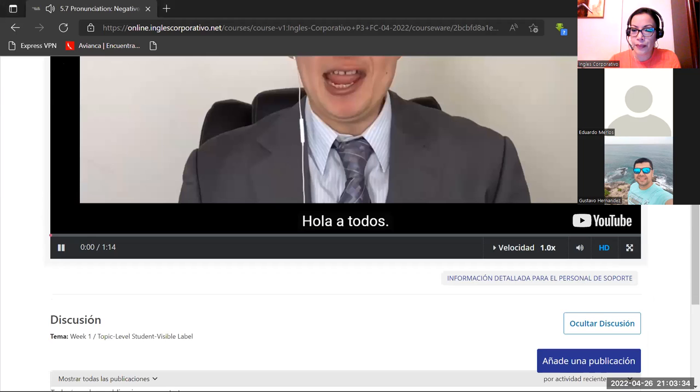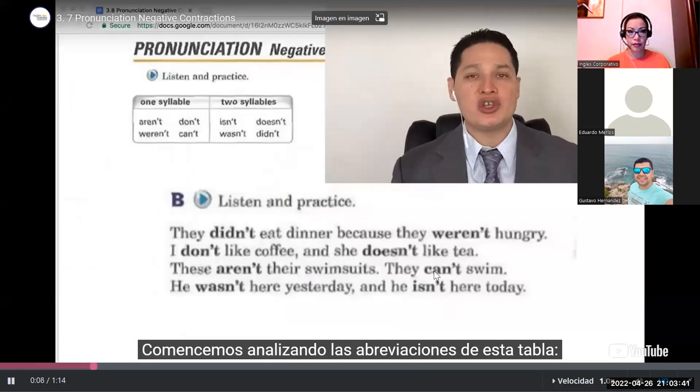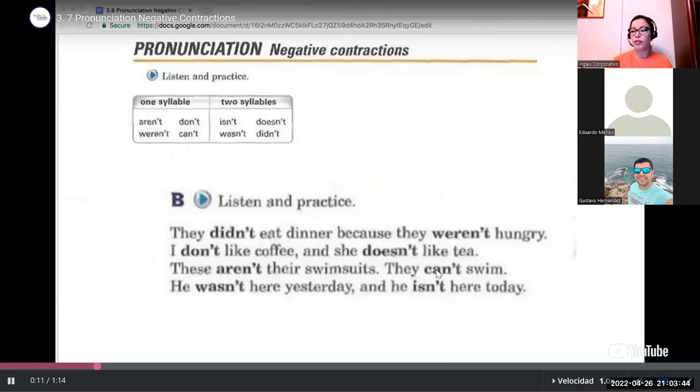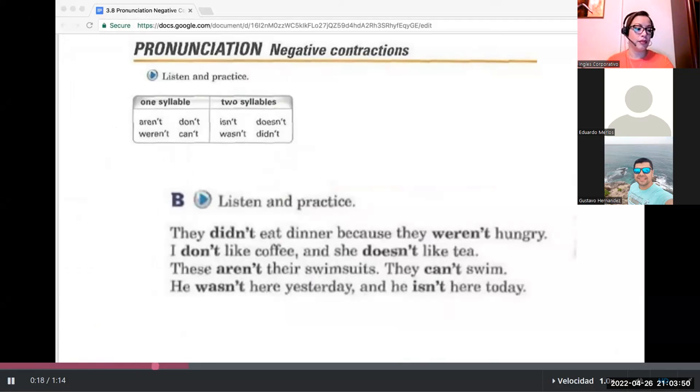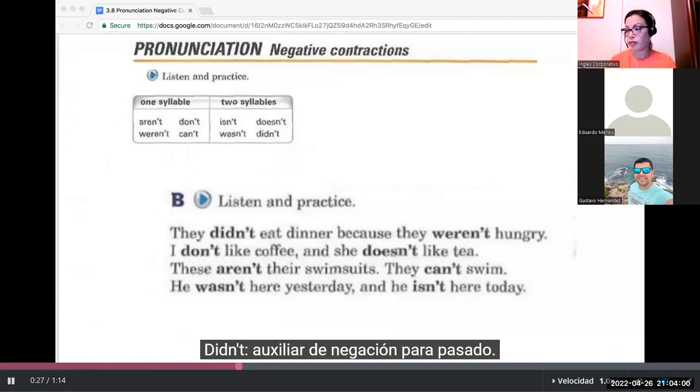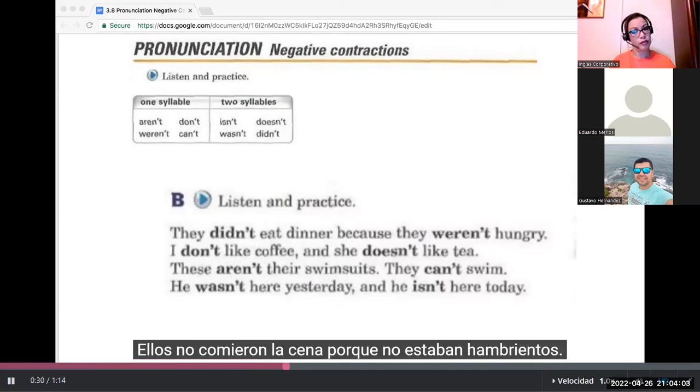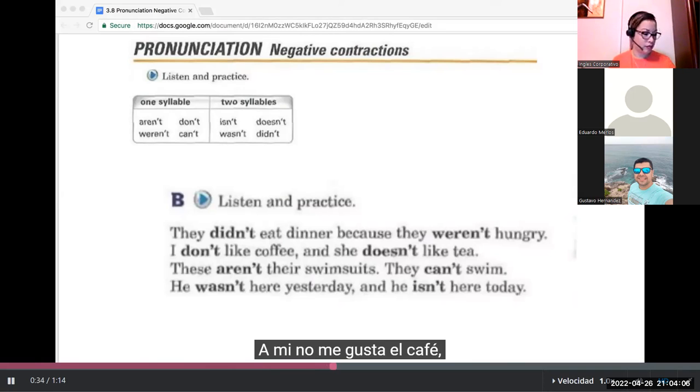Hi everyone, in this class you learn to sound natural when expressing contractions. Let's get started by analyzing the contractions on this chart. Aren't, weren't, don't, can't. Two syllables. Isn't, wasn't, doesn't, didn't. They didn't eat dinner because they weren't hungry. I don't like coffee, and she doesn't like tea. These aren't their swimsuits. They can't swim. He wasn't here yesterday, and he isn't here today.